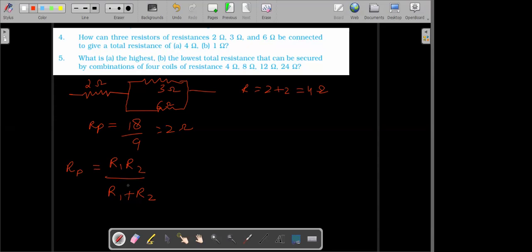So you can add the two resistances, R1 plus R2, and here it will be R1 times R2 divided by R1 plus R2. Got it? This is a shortcut, you can use it if the numbers are small. So you can say 6 times 3, that is 18, divided by 6 plus 3, that's 9. So the answer is 2.